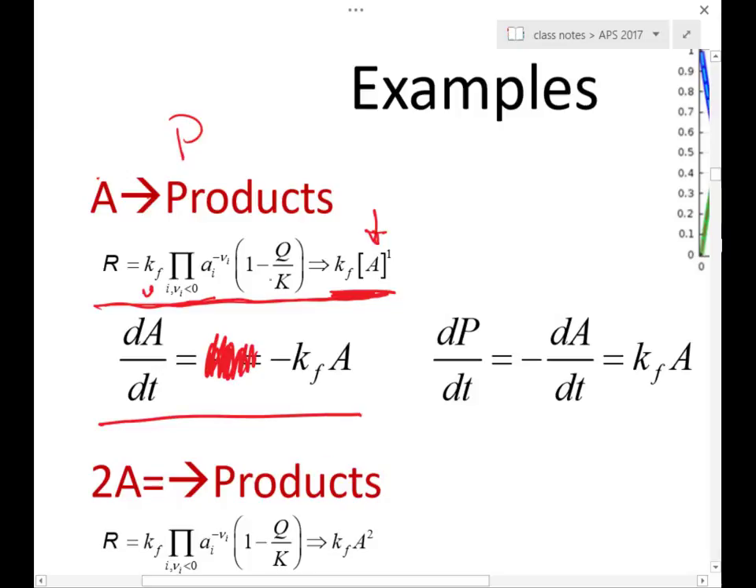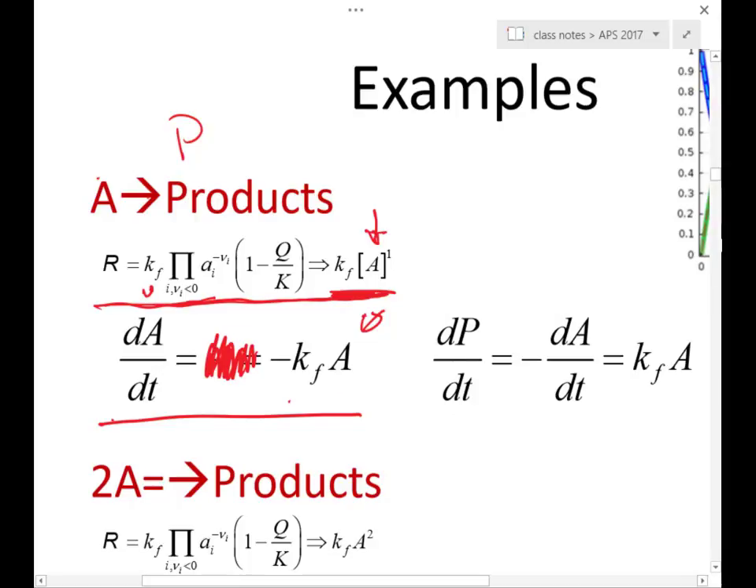That's what we get from our general expression, and we see that the rate of degradation, the rate of change of A, is proportional to the concentration of A. It's negative, so A is going away. This is a first order degradation reaction. The rate is proportional to A to the first power. Okay, so this is probably the most common type of kinetics.